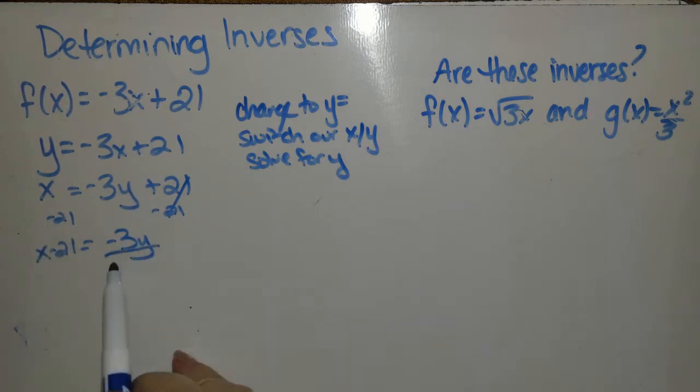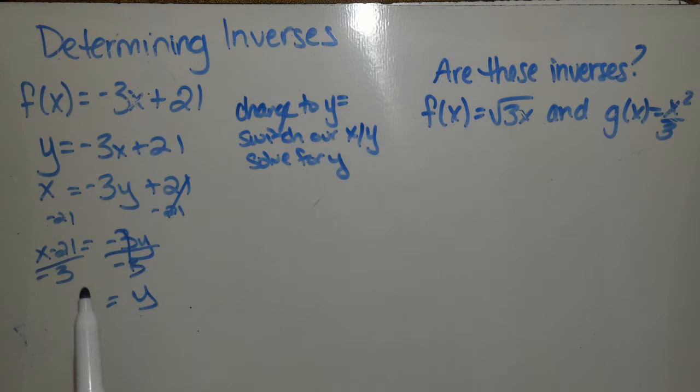Okay, I'm going to divide by the negative 3, divide by the negative 3. That gives me y is equal to, I'm going to separate this, okay, so that's negative x over 3. Negative 21 divided by negative 3 is a positive 7. So I just simplified that, okay? And then we look at this and we say, all right, well, is this a function? Yes, this is a function.